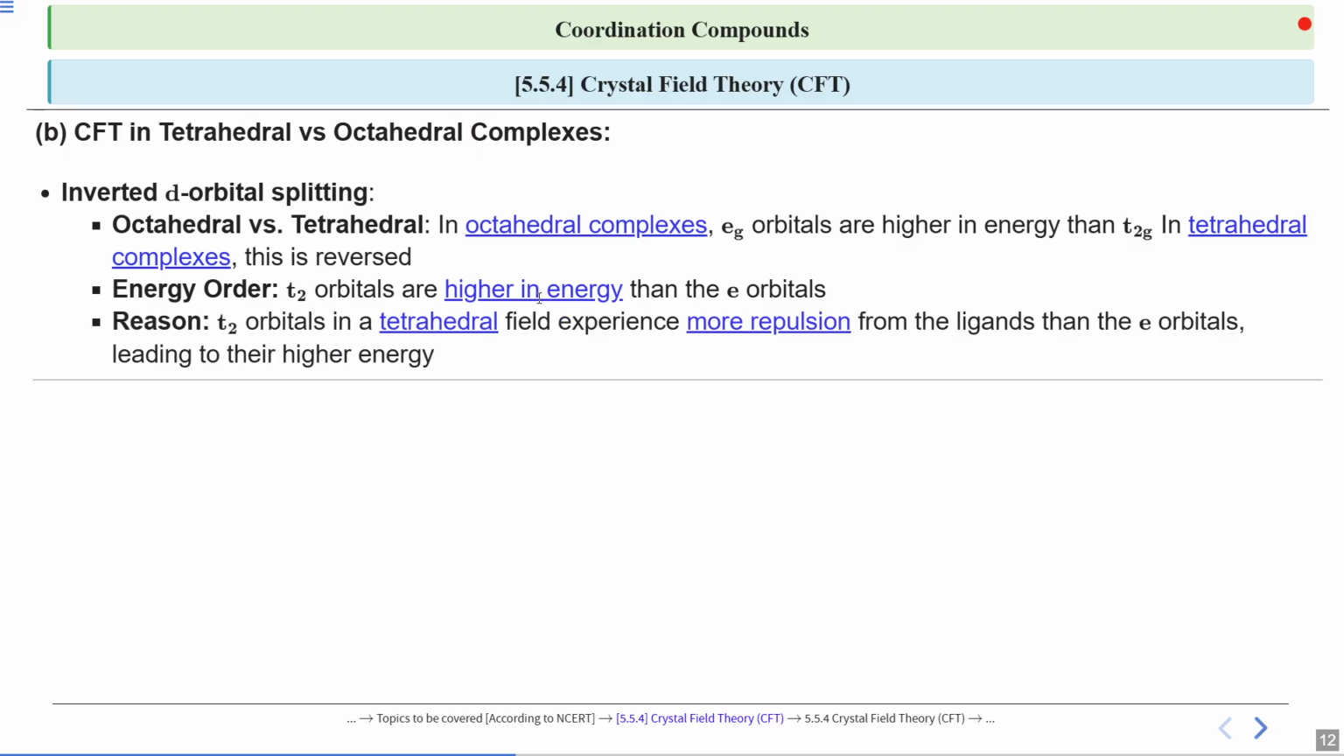Now what is the reason? The t2 orbitals in a tetrahedral field experience more repulsion. We have studied about this, right? The t2 orbitals in the tetrahedral field will experience more repulsion due to the orientation of the metal lobes and the ligands, compared to the e orbitals, leading to their higher energy. There will be more repulsion between the d electrons and the ligand electrons, due to which the energy is higher for t2 in the tetrahedral complexes.